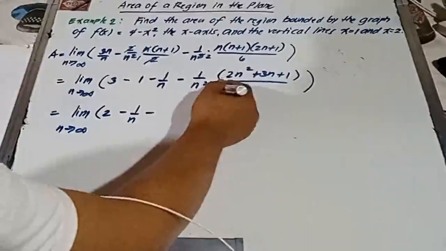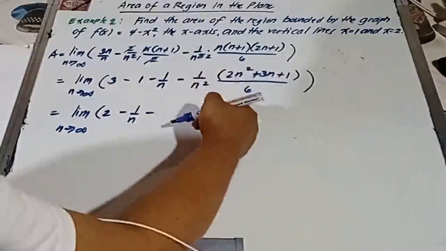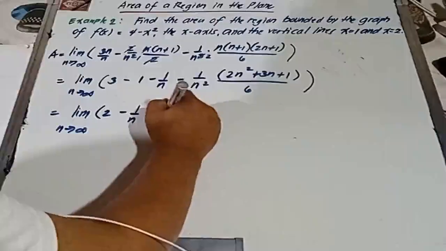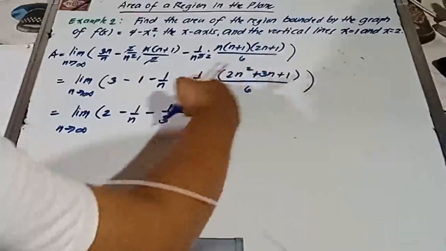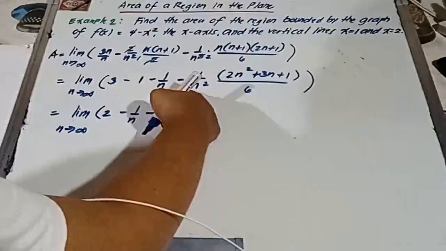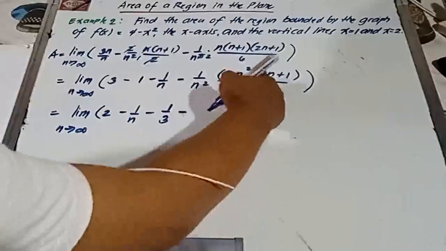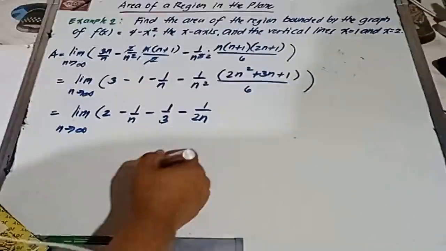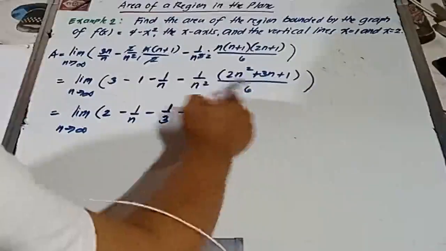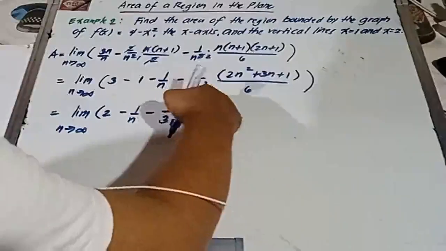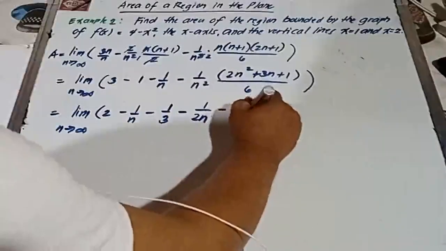We have minus 1 over n minus 1 over n squared. So this is cancel. So magiging 1/3 na lang. May over 6. Minus 1/3. Minus 3n divided by n squared is 3 over n times 6 sa ilalim. 1/2, so minus 1/2n. Minus 1, may 6 sa ilalim. And then 1 over 6n squared.